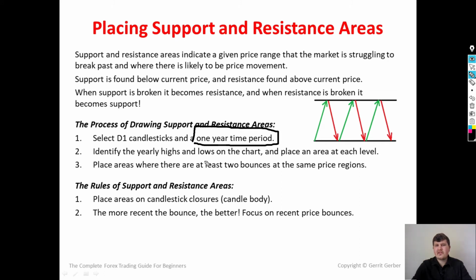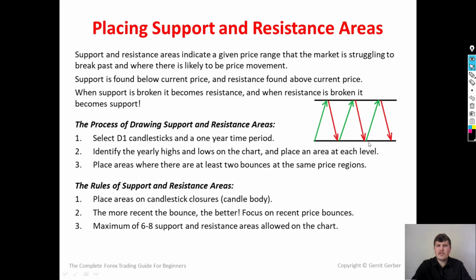You don't want to go too far back in time. You don't want to draw support and resistance areas from 6 or 10 years ago, because that's most likely not going to be very relevant in today's market. So I would say 1 year works very well to place your support and resistance areas, with a bit more focus being placed on the recent bounces within a month or two. But I'll show you guys later on at the live markets.